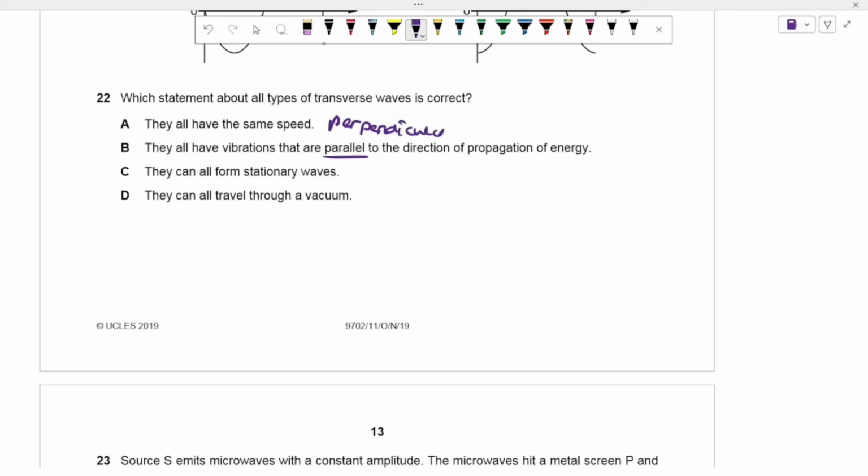Okay, they all form stationary waves. Correct. They can all form stationary waves. A stationary wave is basically a wave that consists of antinodes and nodes. So if they meet sometimes in phase, sometimes not, it's possible to form a stationary wave. They can all travel through a vacuum. Can a water wave travel in a vacuum? No, it needs a medium for propagation. So they cannot all travel in a vacuum. So the correct answer would be C.